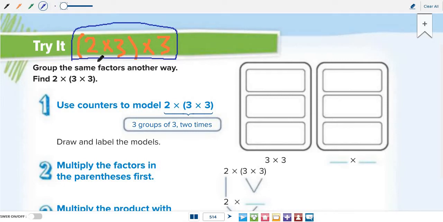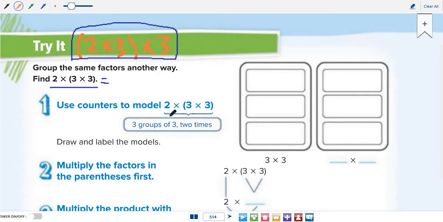So what do you think, grade 3? What is different between this one and this one? Yes, the factors are grouped differently using the parentheses. Here, the factors between the parentheses are 2 times 3, but in this activity, they are 3 and 3. Let's see if the product of this multiplication sentence will be different or not.